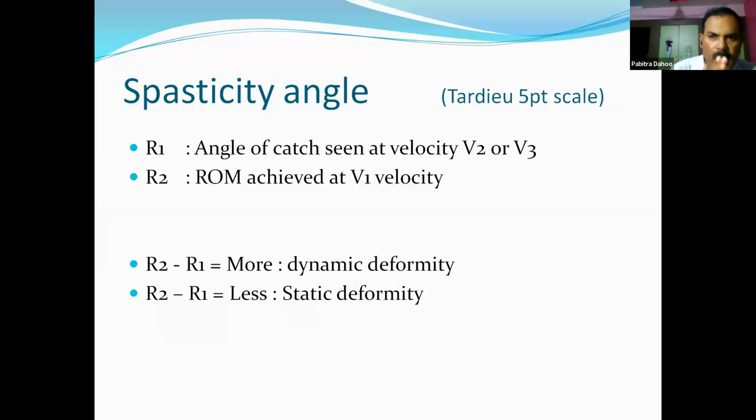So R1 to R2 is the dynamic period, the dynamic deformity stage. Beyond R2 is the static stage. If there is no R2, purely R1, it is completely dynamic. If the gap between R1 and R2 is a maximum distance, a maximum angle, then probably the major component is spasticity. If there is a small gap between R1 and R2, the angle is less, then probably the whole deformity is static. So this is the concept of how you decide whether it is a dynamic deformity, a mixed deformity, or a static deformity.